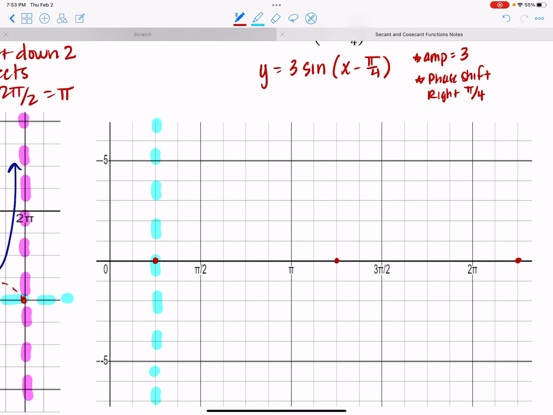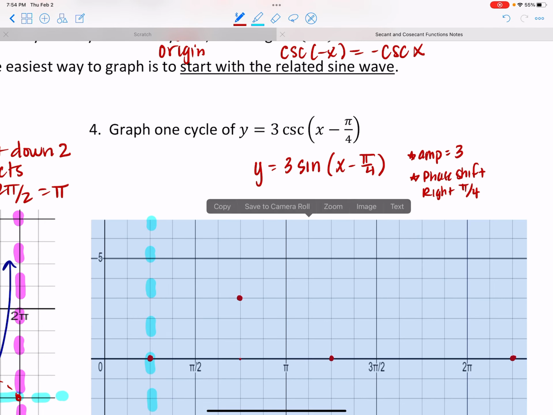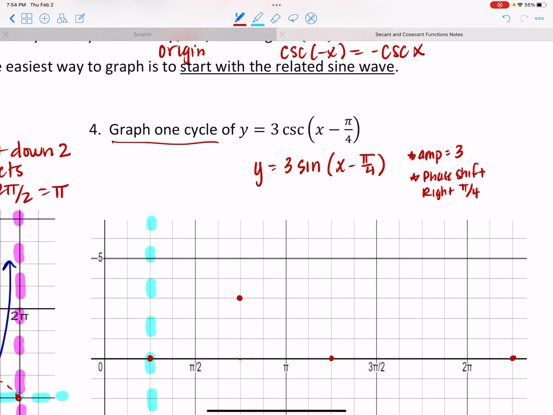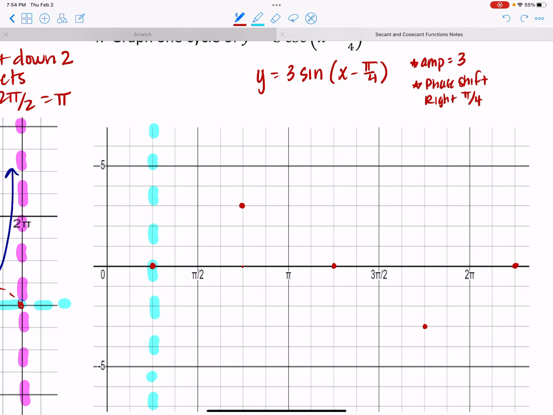And then in between those are maxes and mins. So it's going to go max first because we're not reflecting. Max is going to be 3 this time. So here's the middle, and we're going to go up to 3. And then in between the other two, here's our middle. We're going to go down to -3. And that looks good. So there's one cycle of my sine curve that has an amplitude of 3 and is shifted pi over 4. And this one just says to graph one cycle, so I'm not worried about capturing everything from 0 to 2 pi or anything like that.